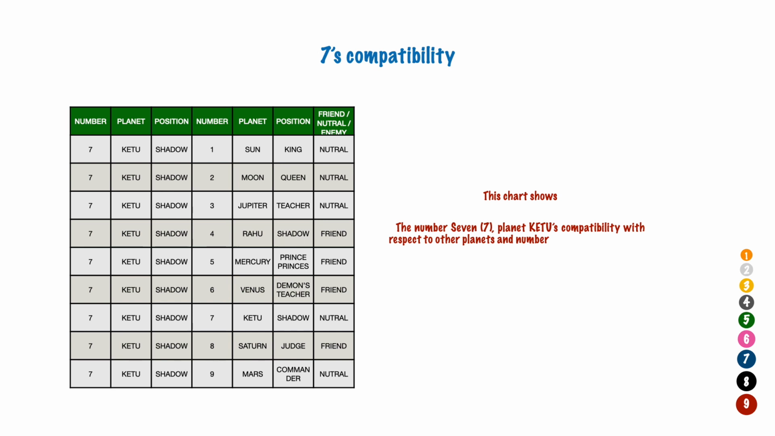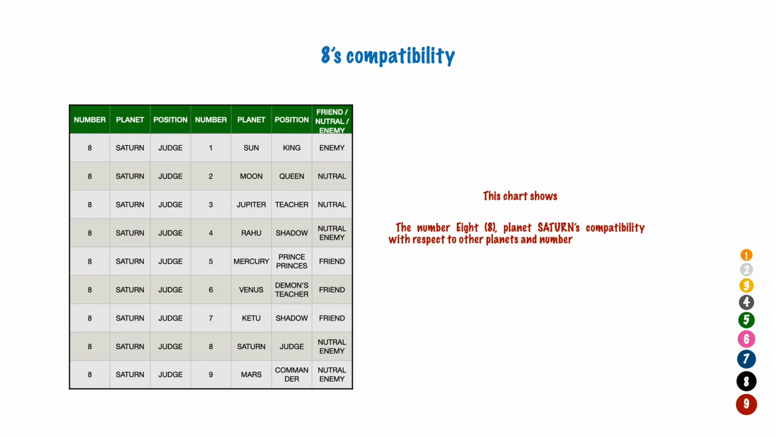Number 7, Ketu, shadow planet. Number 7 with number 7, neutral. Number 7 and number 8, friends. Number 7 and number 9, they could be neutral. The number 8 is the Lord of Judgment.